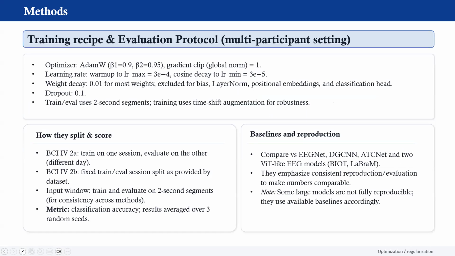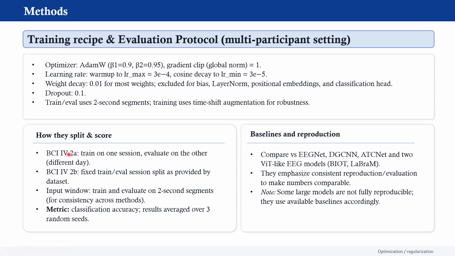So going ahead, this is again fairly straightforward. The models they've compared with are EEGNet, DGCNN, which is a graph-based model, ATCNet, which is again a CNN-based model, and then you have BIOT and LaBraM.